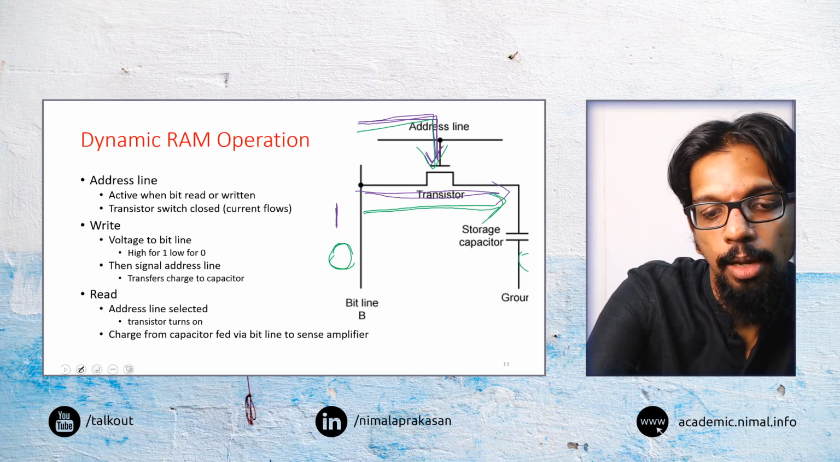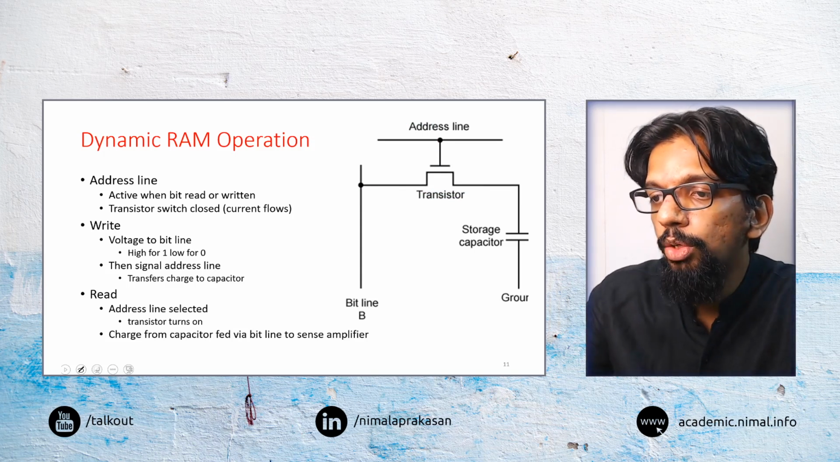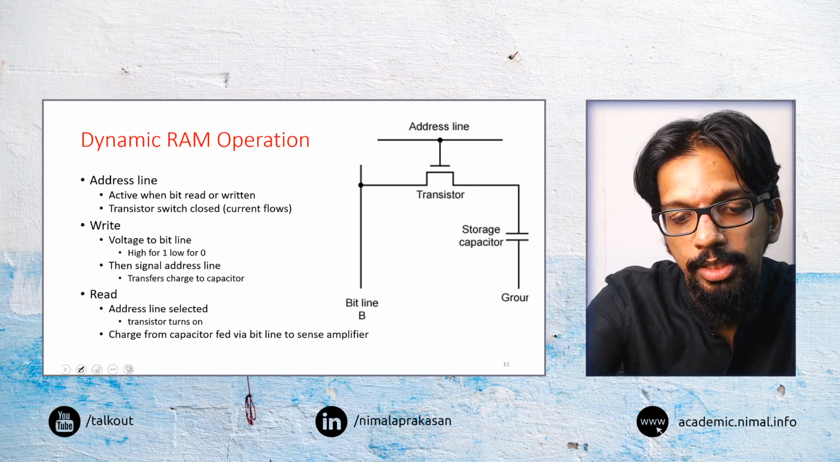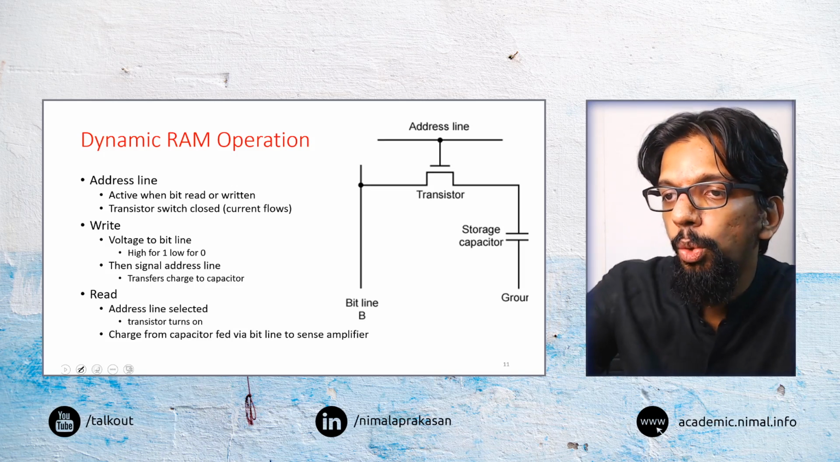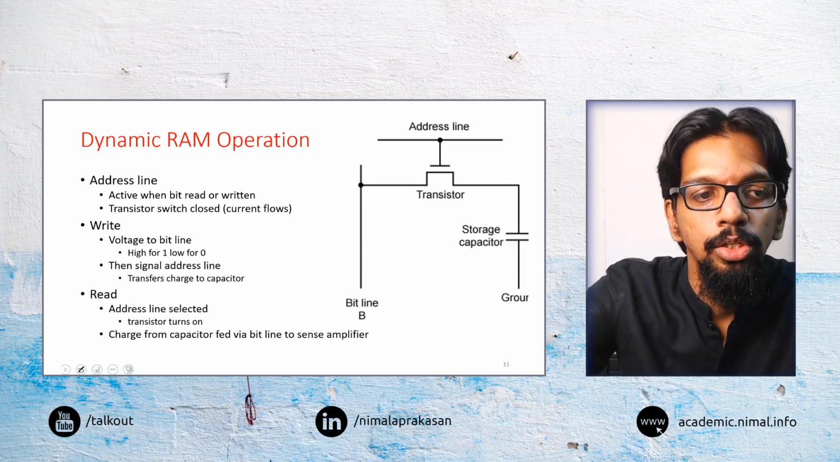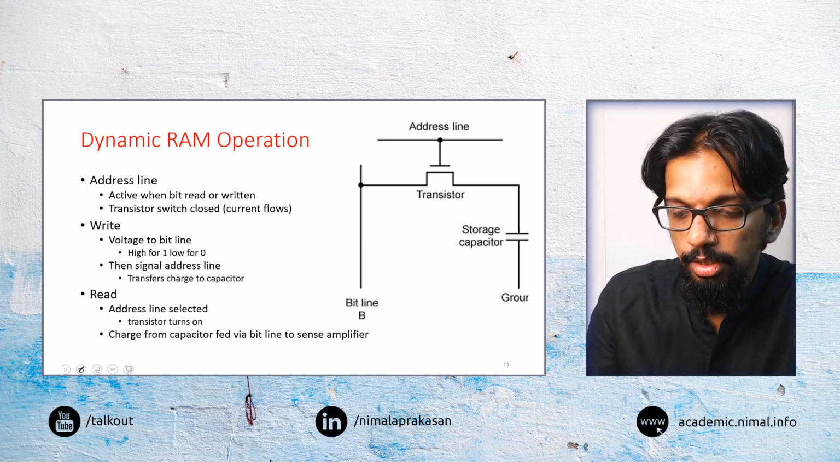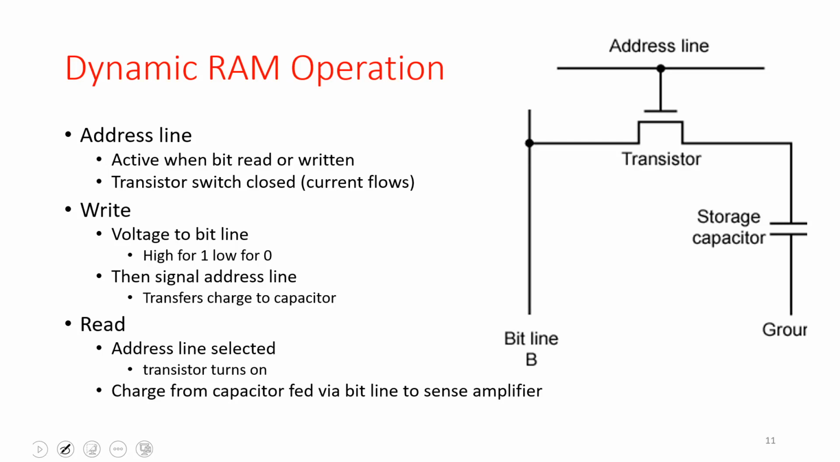Now let's take the example of reading a value from the storage capacitor. Let's say there is a 1 in the storage capacitor currently, that is the stored value. We want to read that out. So what we would do is take this 1 in the storage capacitor, select that particular memory location through the address line, and that value will be transmitted back to the bit line, and that will become 1. So now we can read and write in this dynamic RAM.